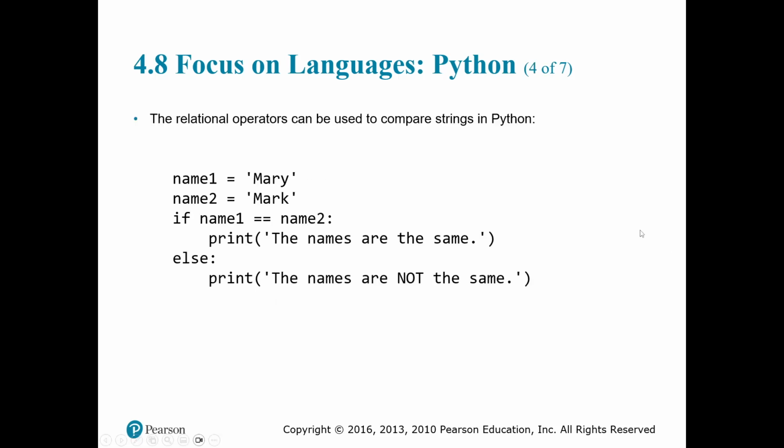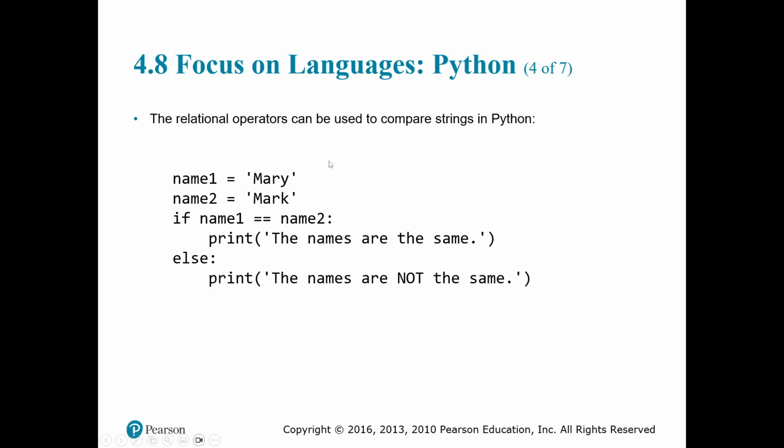So the relational operators, we can use them to compare strings in Python and in any other language. So here we have a variable called name1, and we assigned it the word Mary. Then we have a variable name2, and we assigned it the word Mark. So these are our string variables. And we are checking if name1 equals name2, we're going to print the names are the same. However, we have an else. If the names are not the same, we're going to print the names are not the same.